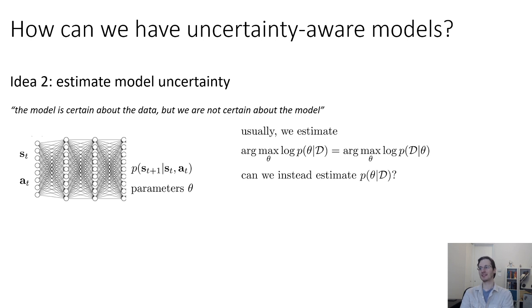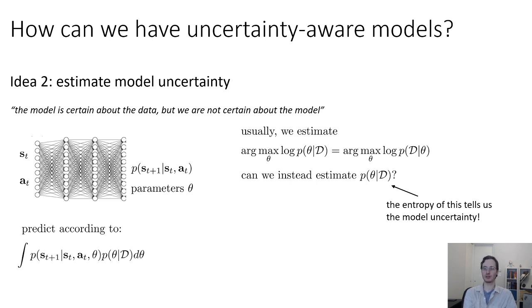But can we instead estimate the full distribution p(theta | D)? So instead of just finding the most likely theta, what if we actually try to estimate the full distribution of theta given D and then use that to get our uncertainty? That is the right kind of uncertainty to get in this situation. So the entropy of this distribution will tell us the model uncertainty, and we can average out the parameters and get a posterior distribution over the next state.